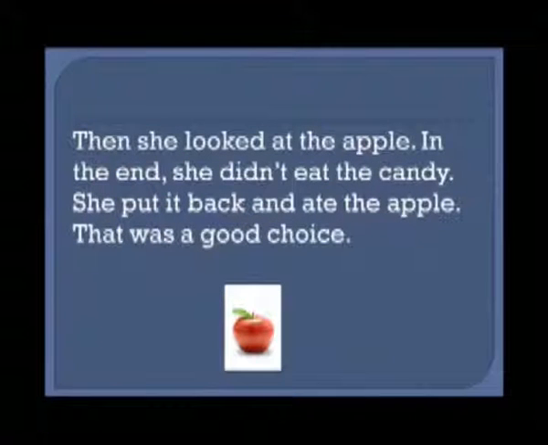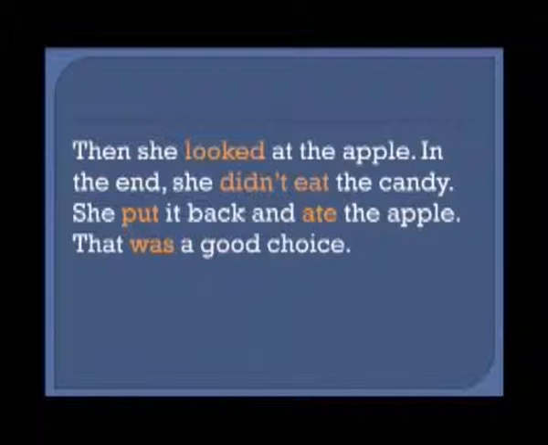Then she looked at the apple. In the end, she didn't eat the candy. She put it back and ate the apple. That was a good choice. As before, I want you to find the verbs in the simple past tense. Do you see them? Let me show you. The verbs in the simple past are looked, didn't eat, put, ate, was.